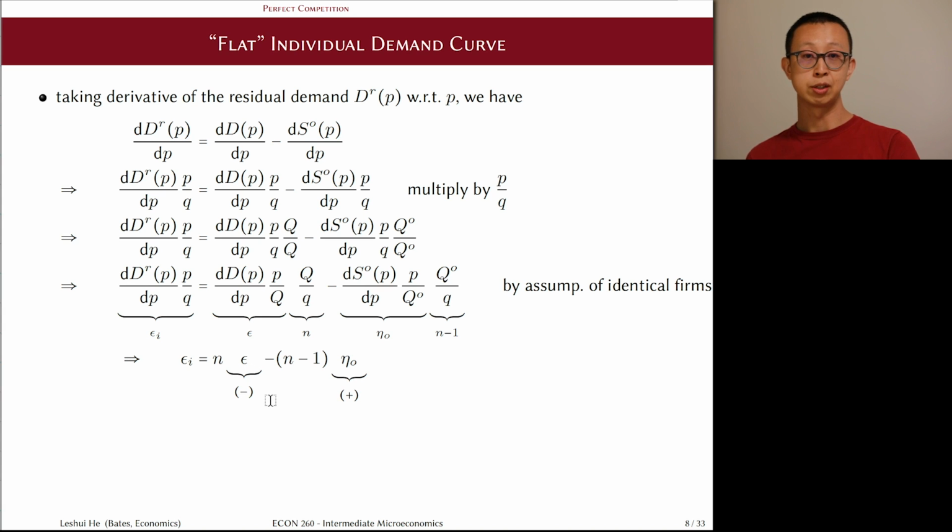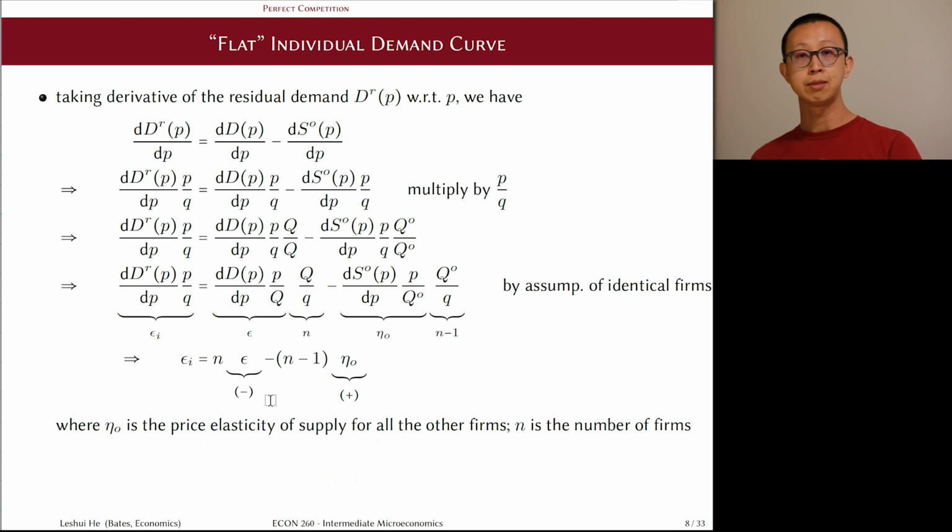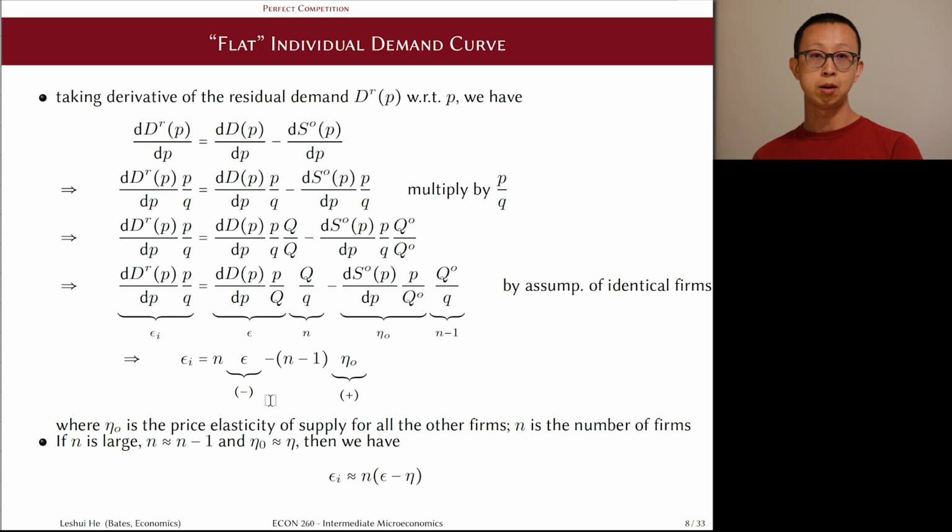To make this observation clearer, let's make an approximation to further simplify this expression. When n is very large, just like the environment of perfect competition, n minus 1 is basically n. And the supply by all other firms is basically the supply by the entire market. Then the price elasticity of supply by the entire market is basically the same as the price elasticity of supply by all but one firms.